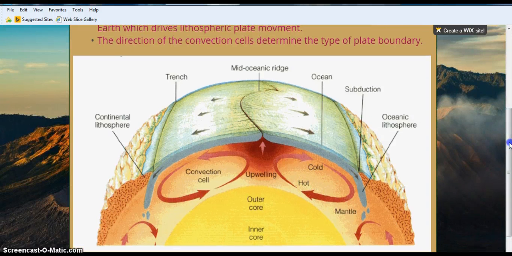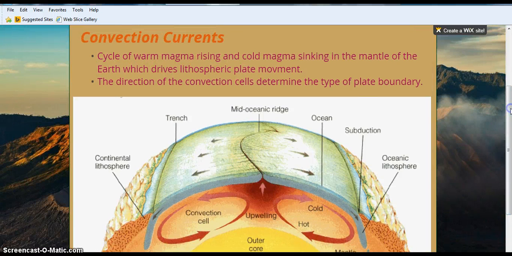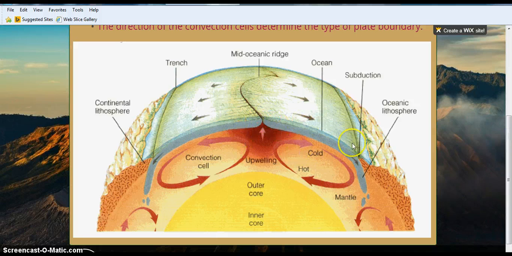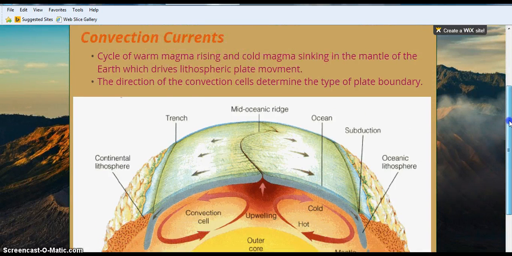Here you can see the convection cells and the hot and cold magma in the mantle causing this upwelling. This upwelling, as you can see here, causes the seafloor to come up and spread apart. As you can see, the arrows move from the left to the right, and that is what we refer to as seafloor spreading. So these convection currents that occur in the mantle underneath the oceanic lithospheric plate, as well as the continental lithospheric plate, cause the seafloor to spread.